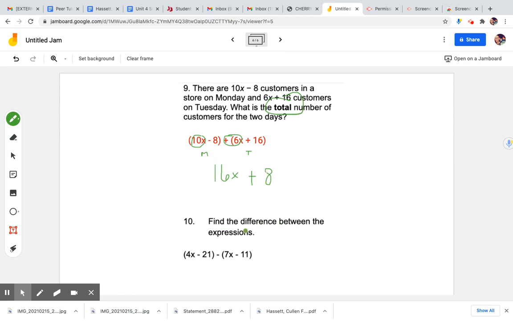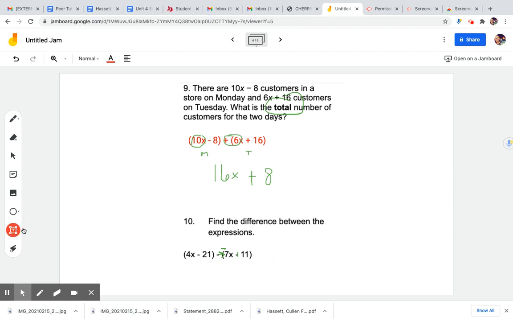Here it says find the difference between the expression. The difference between 9 and 10 is I don't get to just start combining like terms. I have to do something first. So let's go ahead and change the sign of each of these. This becomes minus 7x plus 11. Changes the sign of everything in the second set of parentheses.